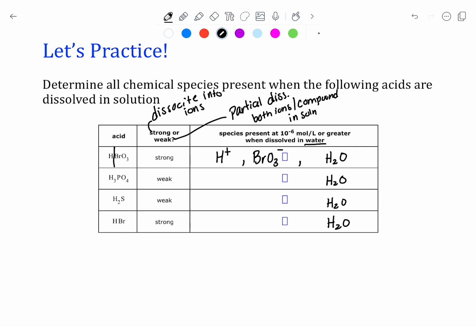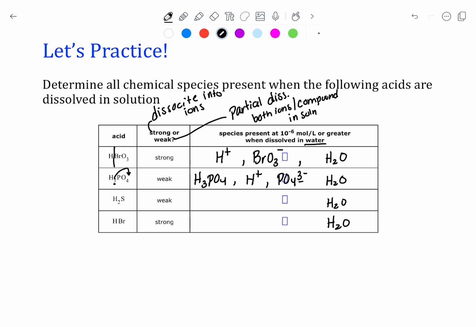Our next example is a weak acid. So we know with weak acids we see partial dissociation into ions, but we also see full compounds or full molecules present in the solution. So for H3PO4, we would see predominantly H3PO4 molecules still intact in solution, but we would also see some H+ ions as well as PO4 3- ions. We have to account for the 3 here on the hydrogen. That 3 is coming from our phosphate ion.